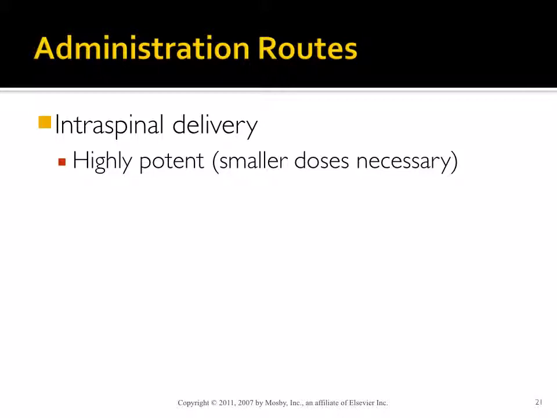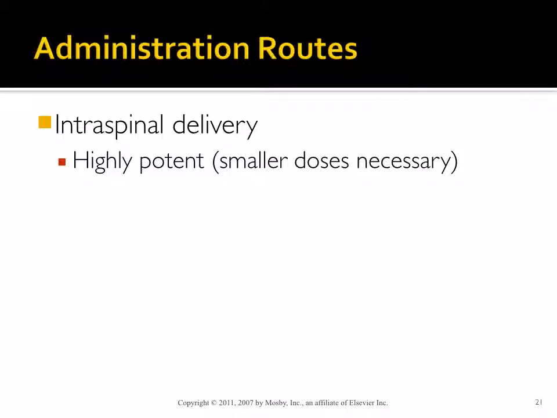So this slide talks about intraspinal delivery of pain medication again. And as I said, it just involves inserting a catheter in the subarachnoid space in the back or the epidural space, and then analgesics are injected by intermittent bolus doses or by continuous infusion. So the pump inside the body will be giving off the pain medication slowly, on and off, or continuously. And these drugs are highly potent.